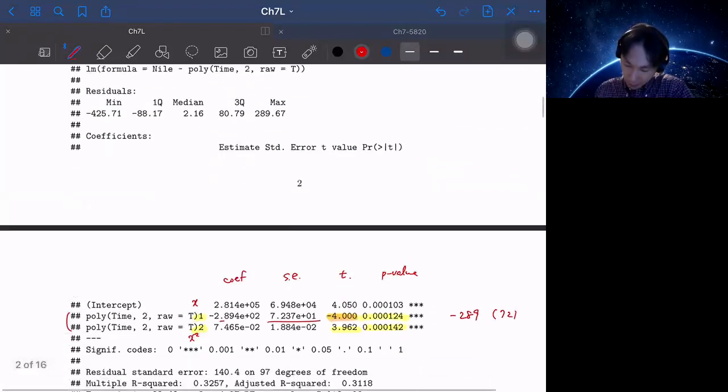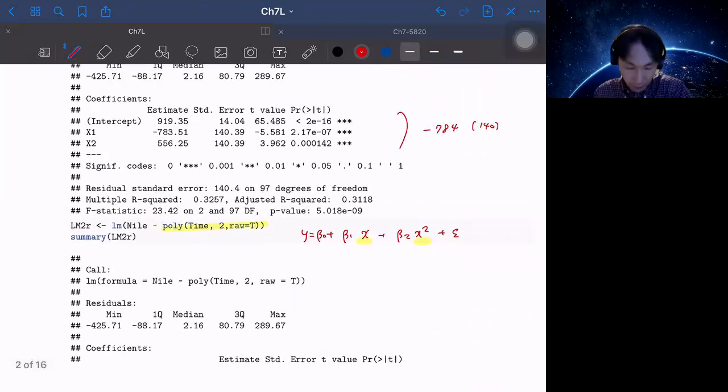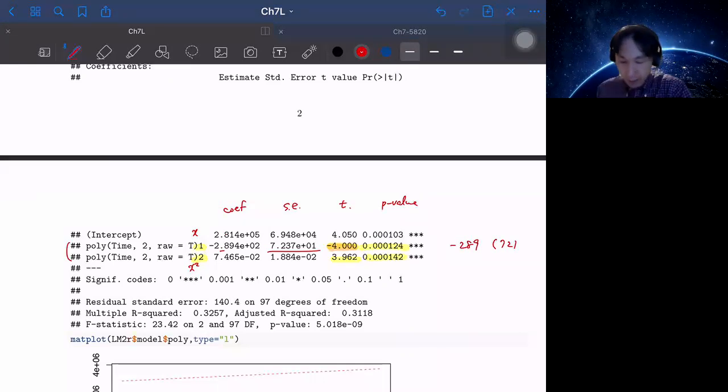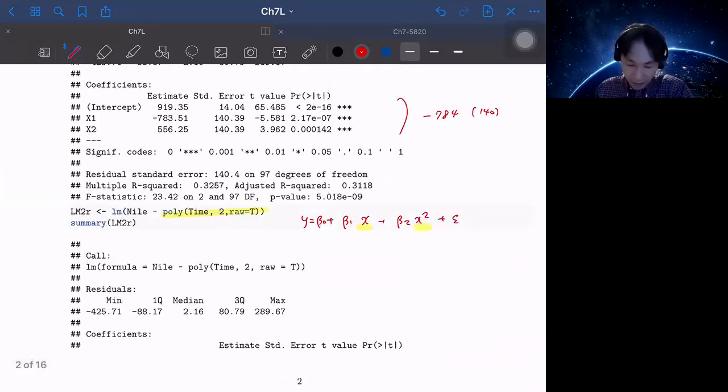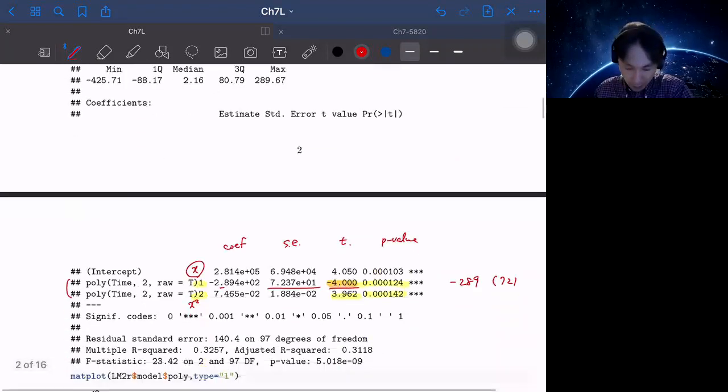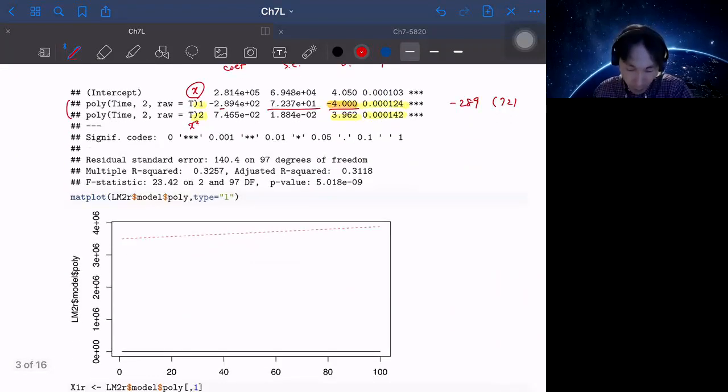I think it's hard to interpret this, but at least it becomes less significant. This is x, so it's easy to interpret, but this is a function of x. This estimate itself doesn't have much meaning, but at least it was more significant in the previous one. But the fitted values are the same. Fitted values are the same.